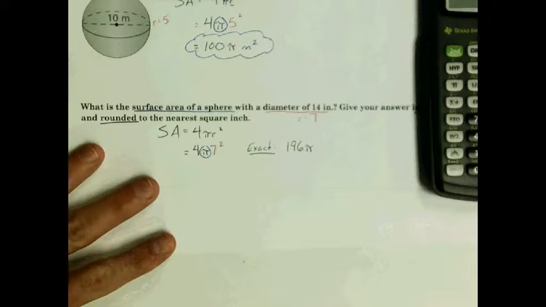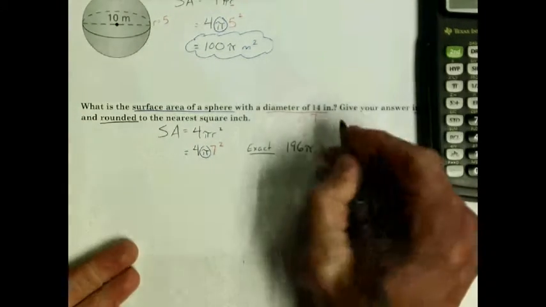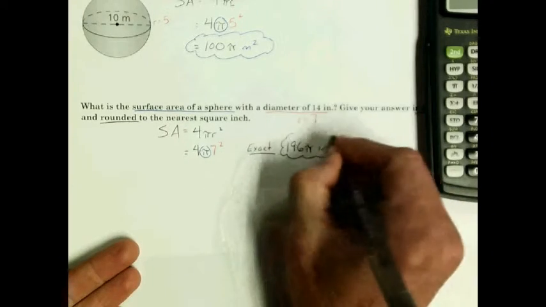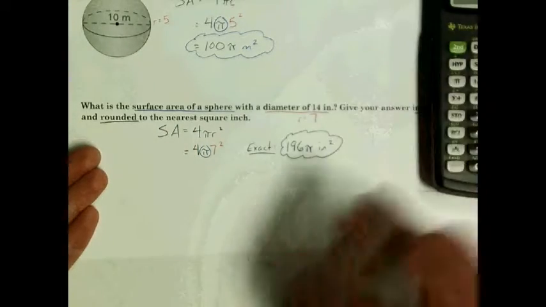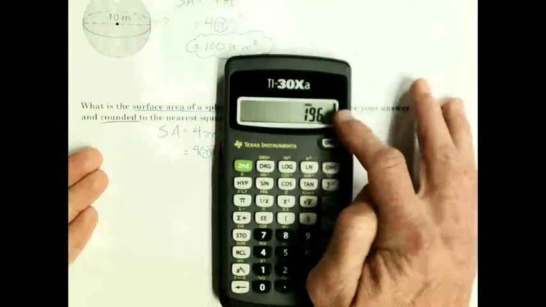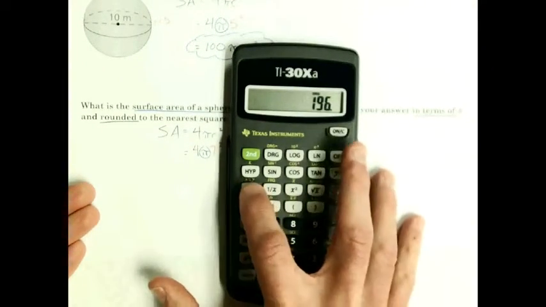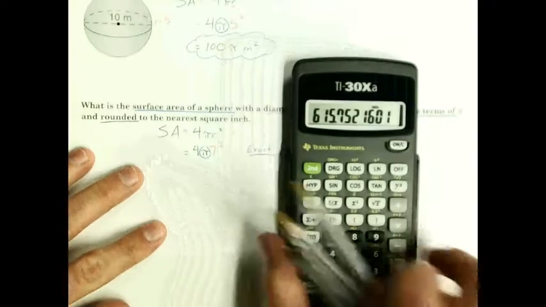All we need to do now is deal with units. So we're talking about inches, we're talking about area, that's square inches. Okay, so our exact value is 196 pi square inches. Okay, but how do we round it to the nearest square inch? Very simple. We multiply 196 times pi. No big deal. So watch this. Times pi equals. And we're going to round it to the nearest square inch.